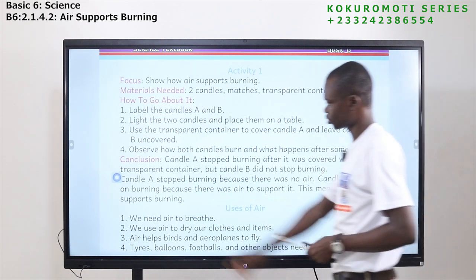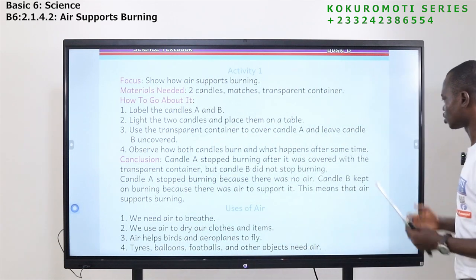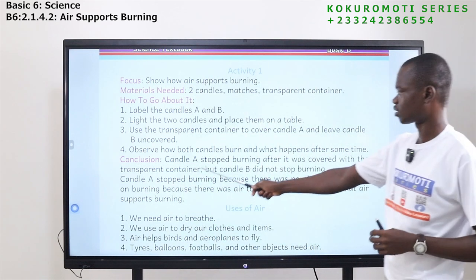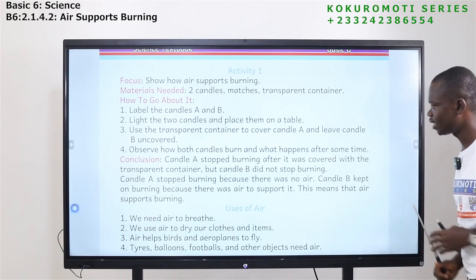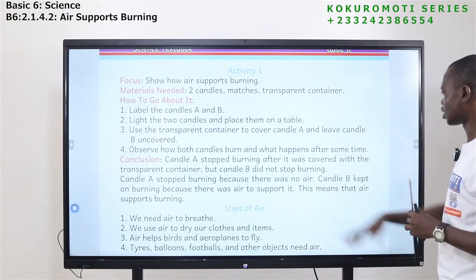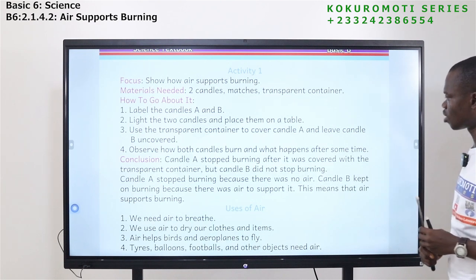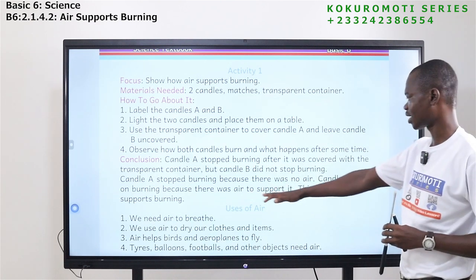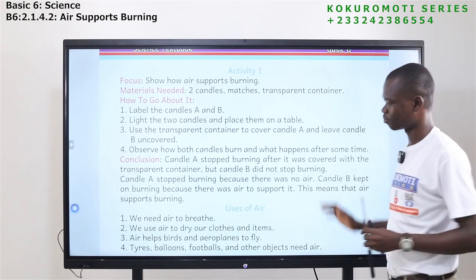So in conclusion, candle A stopped burning after it was covered with the transparent container, but candle B did not stop burning. Candle A stopped burning because there was no air. Candle B kept on burning because there was air to support it. This means that air supports burning.